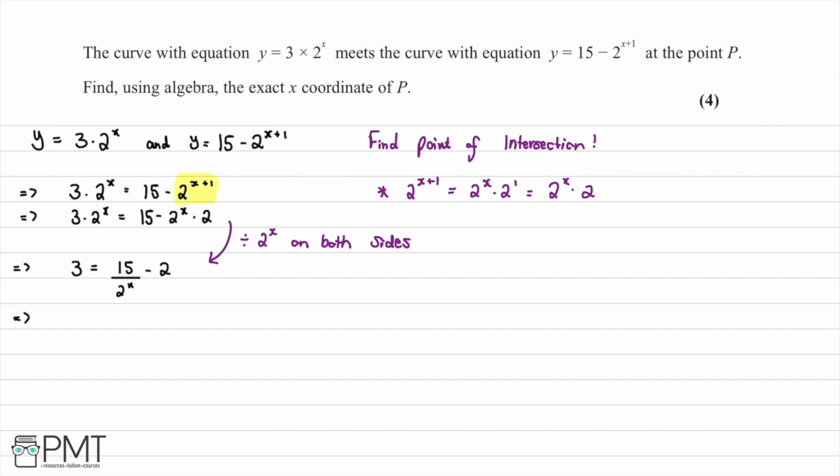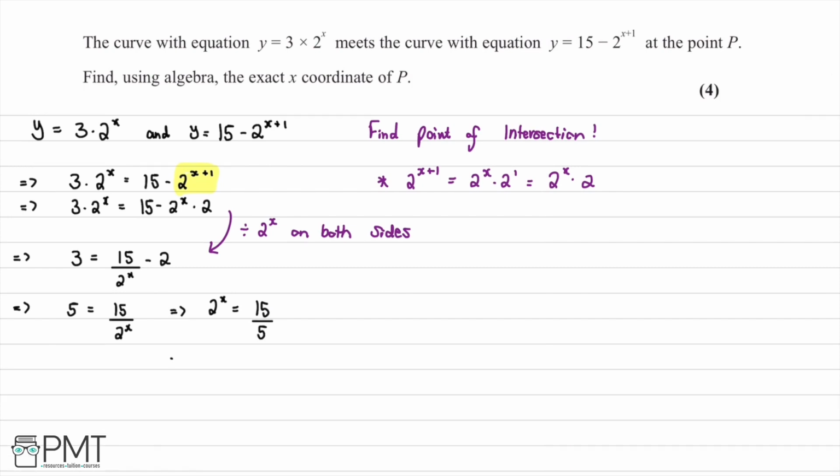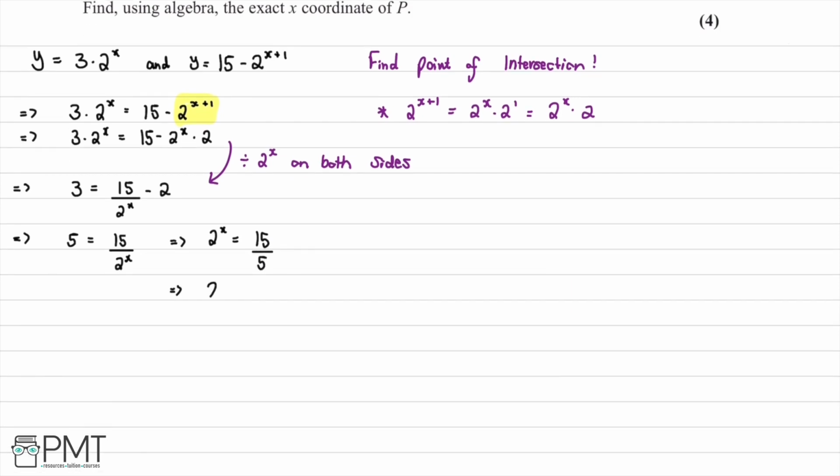So this leaves us with 5 equal to 15 divided by 2 to the power of x. Then if we multiply both sides by 2 to the power of x, we have 2 to the power of x multiplied by 5 equal to 15. And if we then divide both sides by 5, we get 2 to the power of x on its own. So 2 to the power of x is equal to 15 divided by 5, which is 3. So we've got to this stage here.